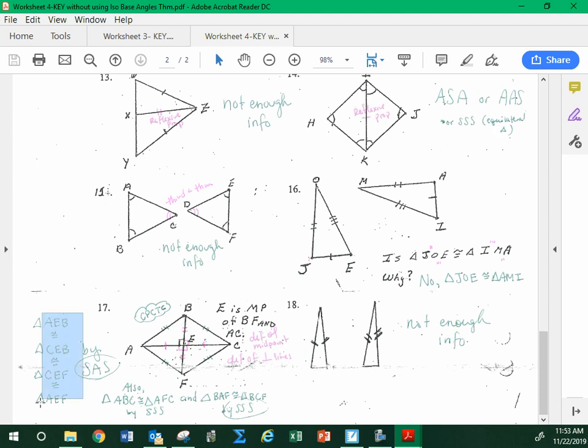Hopefully you caught that those 4 little ones were congruent. But if you fill in your CPCTC, you can get a lot more. Once we have triangles are congruent, then that means that the parts are congruent.